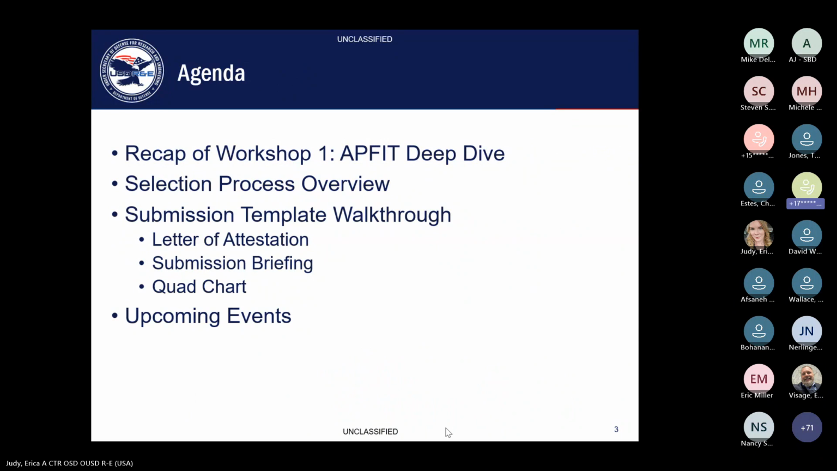So I'll walk through just a brief recap of Workshop 1, and then from there, we'll switch into diving deeper into the selection process. Keep in mind, the selection process for APFIT is government to government, but we want to afford you the same ability and understanding that we've given to our government partners, because we know industry is driving a lot of these submissions. Your government partner, even though they'll be the ones hitting submit on these packages, is going to be relying on you for a lot of the information.